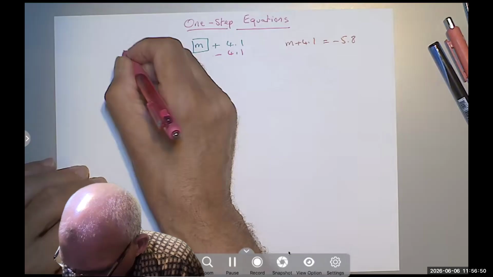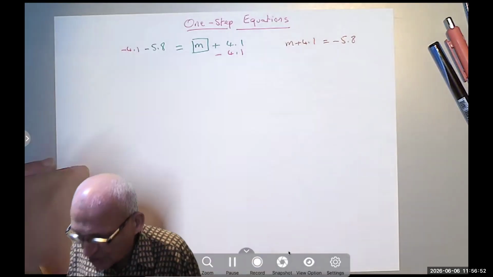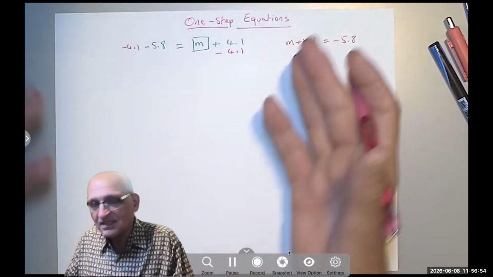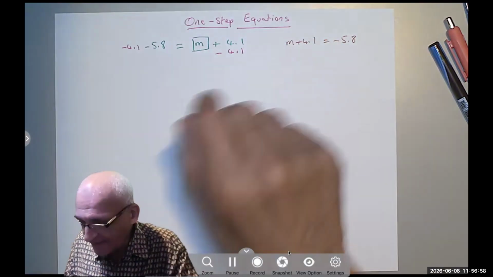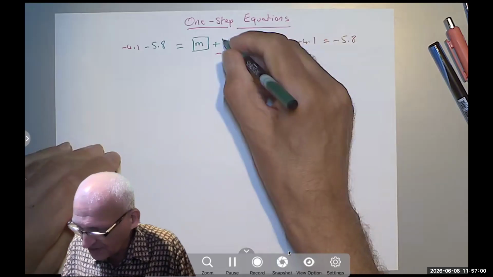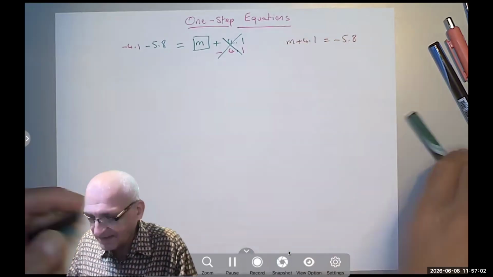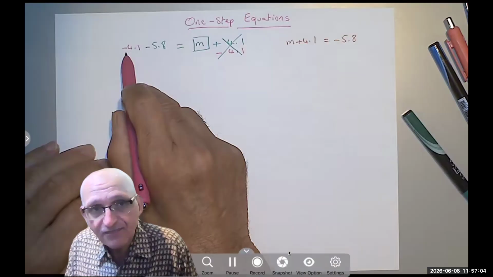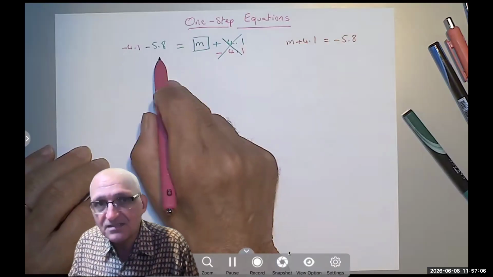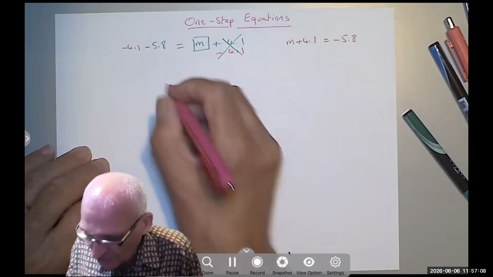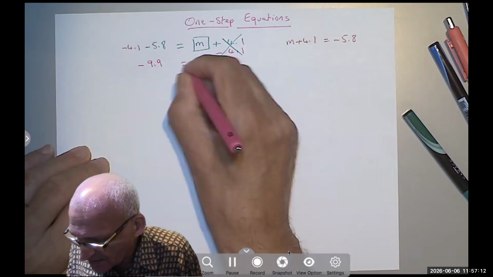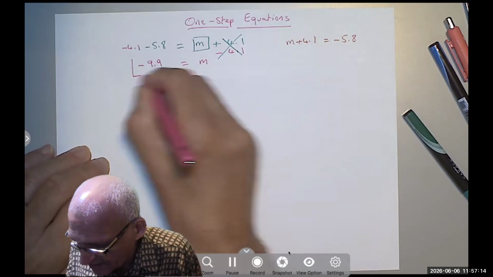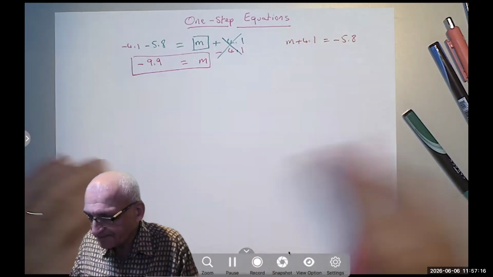So I have to subtract the 4.1 also from the left-hand side such that I get a balance again. Now what I did is I got rid of the 4.1 on the right, and then I have a negative 4.1 minus 5.8 for a total of negative 9.9 equals m, which means m equals negative 9.9.